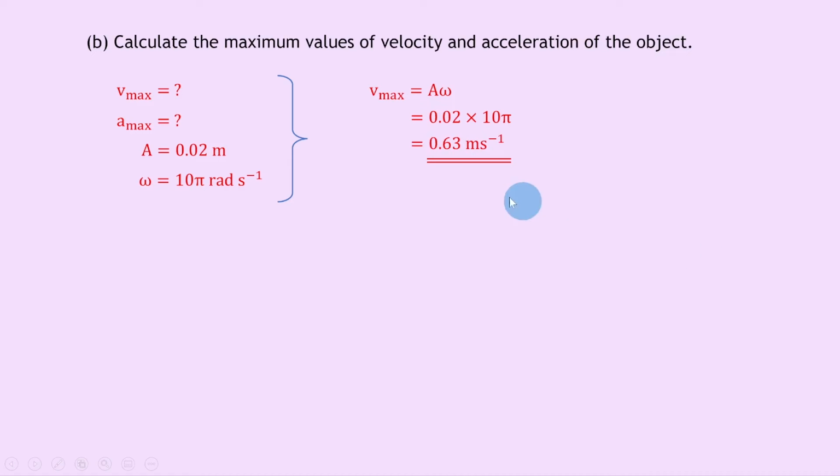Then to find the maximum acceleration, we have that A max is equal to omega squared A, which if we put in the numbers, we get 10 pi squared times 0.02, and put that into your calculator should give you an answer of 19.7 meters per second squared.